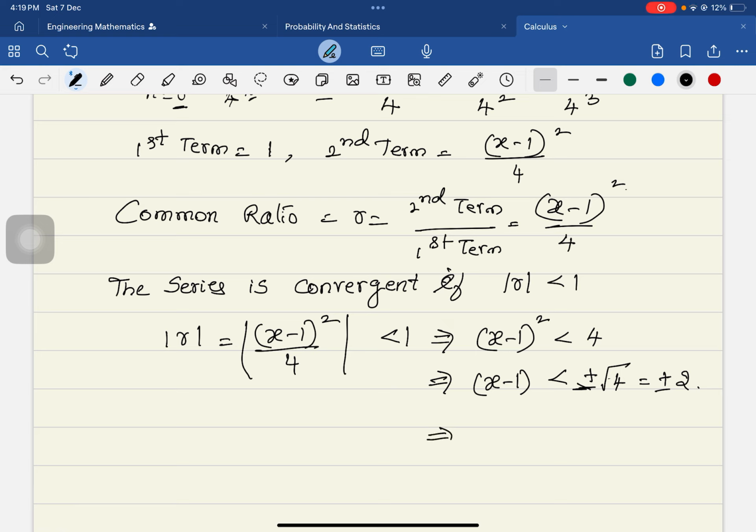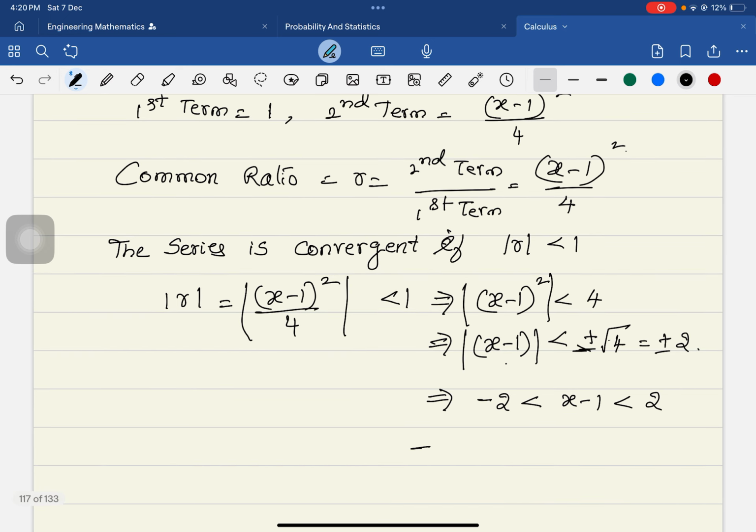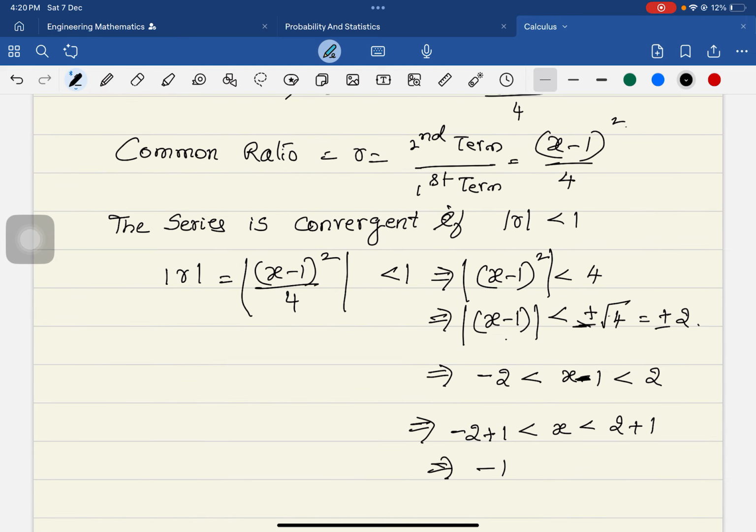So now x minus 1 is less than plus or minus 2, implying that minus 2 is less than x minus 1, which is less than 2. You can say mod of x minus 1 is less than 2. Now for this inequality, we add plus 1 because there is x minus 1, correct? So when you add plus 1 to the whole inequality, we get minus 2 plus 1 less than x less than 2 plus 1. So it is minus 1 less than x less than 3.